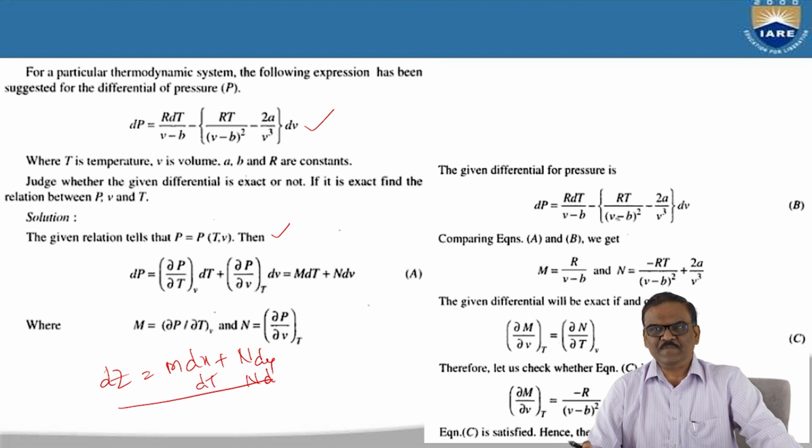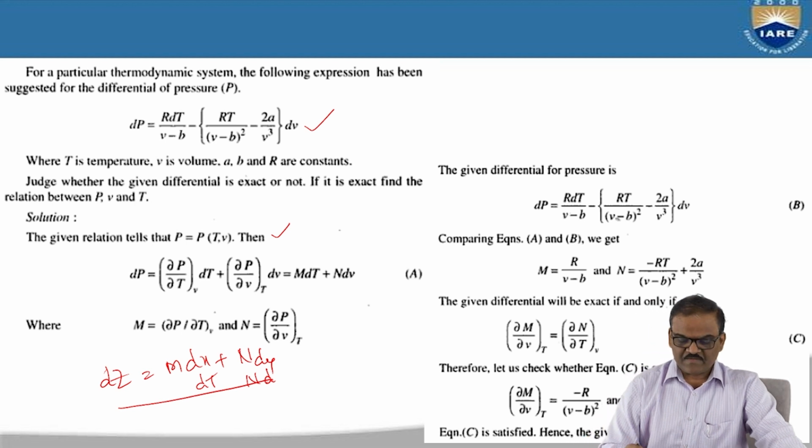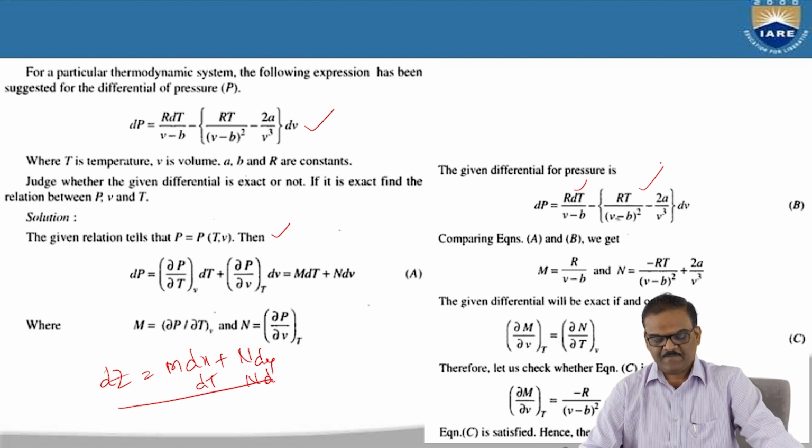Then M is equal to R by (v minus b), and N is equal to minus RT by (v minus b) square plus 2a by v cube. These are the coefficients. R by (v minus b) is the dT coefficient and this is the dv coefficient.